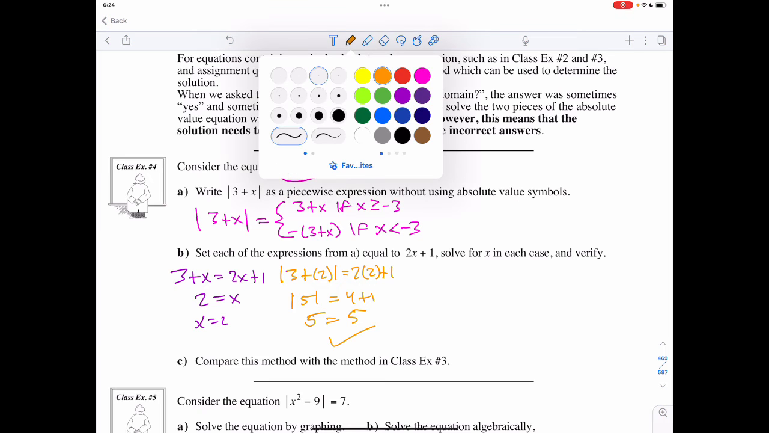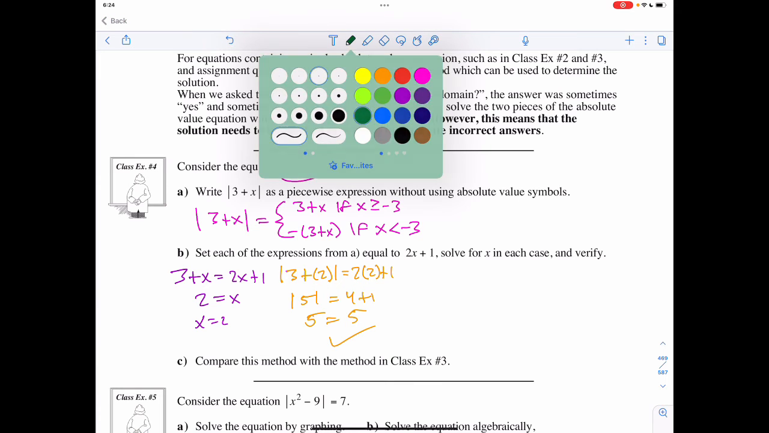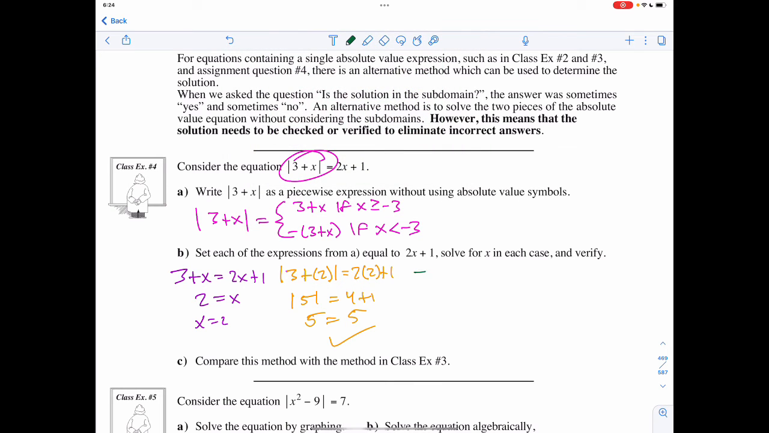We take the negative possibility. Negative of 3 plus x is equal to 2x plus 1. Negative 3 minus x is equal to 2x plus 1. Negative 4 is equal to 3x, and x is equal to negative 4 over 3.